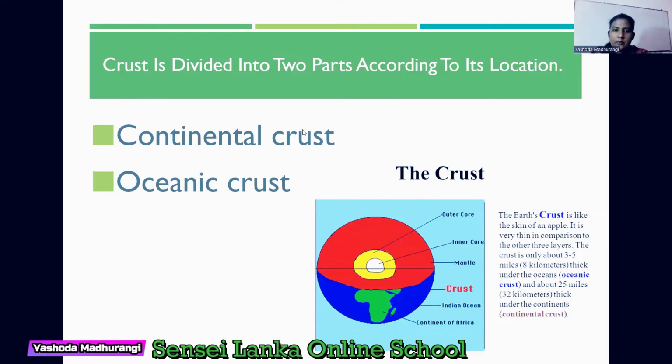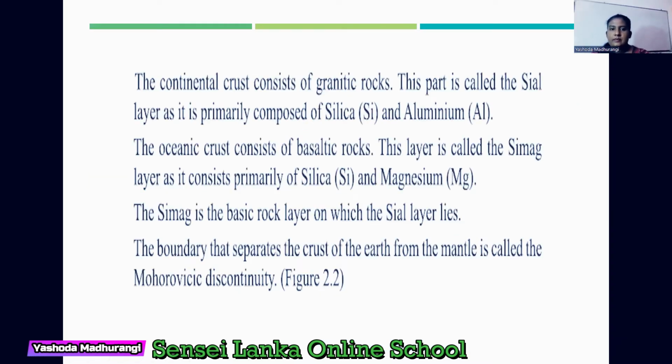Okay, so now we can move to our next slide. The continental crust consists of granitic rocks. There is a special layer. It is called the SIAL layer as it is primarily composed of silica and aluminium. Look at the short form, Si for silica, then for aluminium, Al. That is how the word is derived, SIAL layer.